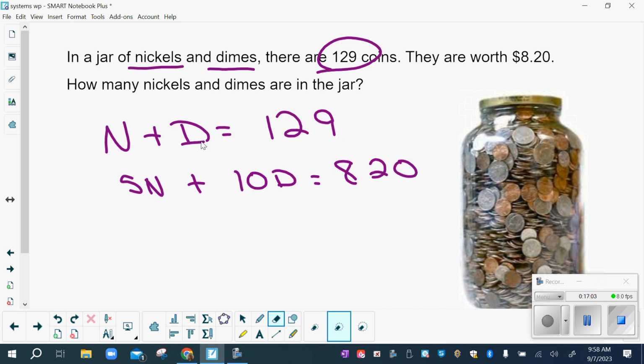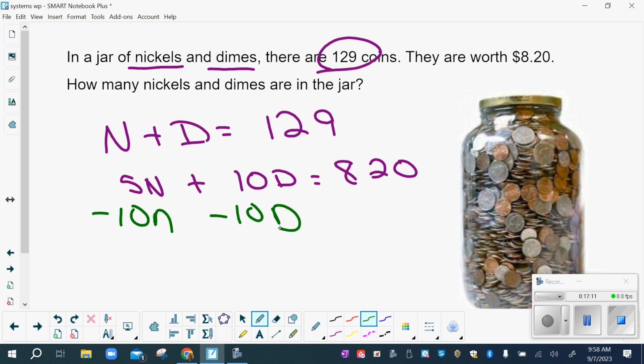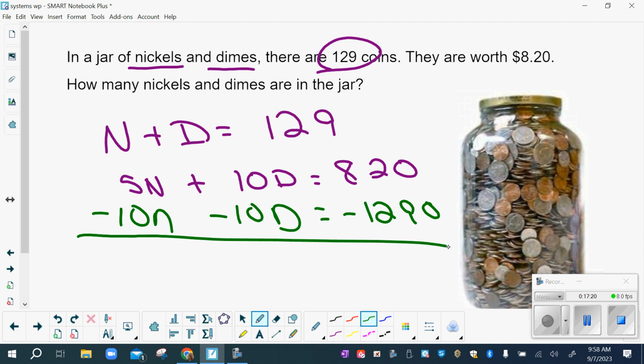I'm going to multiply everything through by -10 here. So I'm going to get -10n minus 10d equals -129. Does that look right? Yeah. So here's what I got. Put that underneath. I'm going to get -5n equals, I am going to pull up a calculator because I'm not even going to pretend to know that number in my head. I'm going to say 1290 minus 820, but I'm going to switch the sign. So I'm going to get -470.